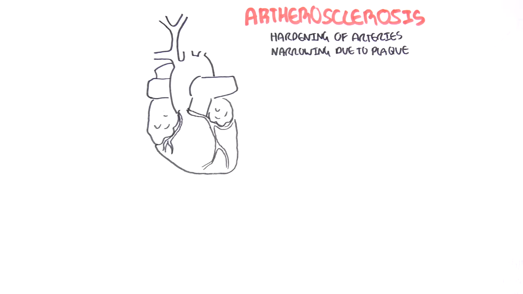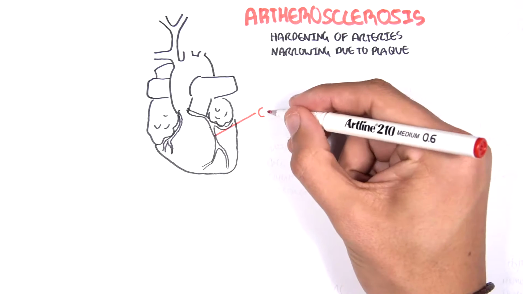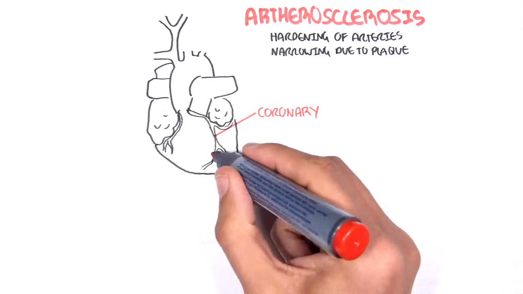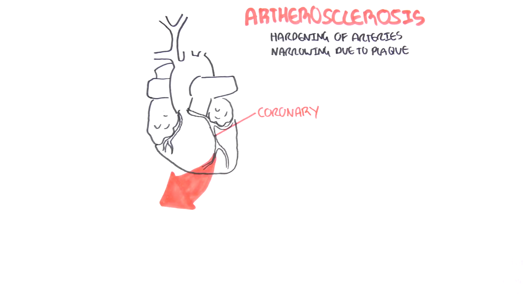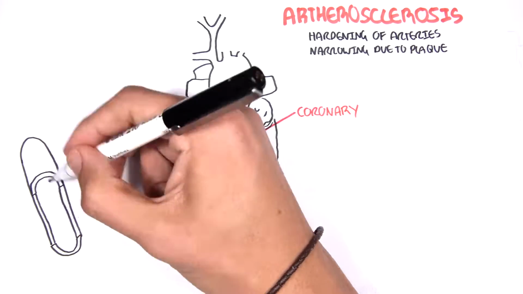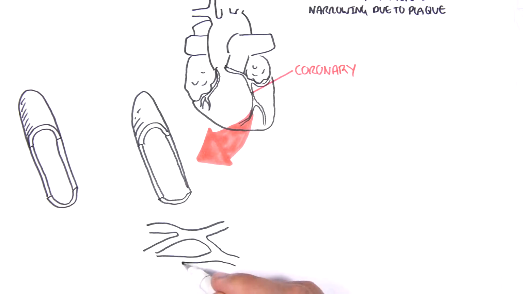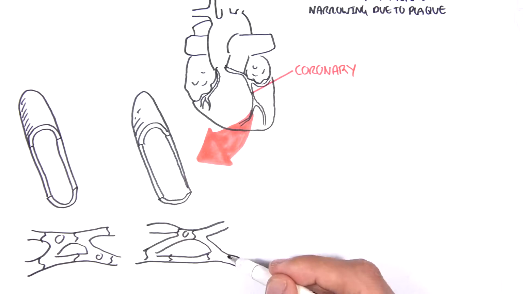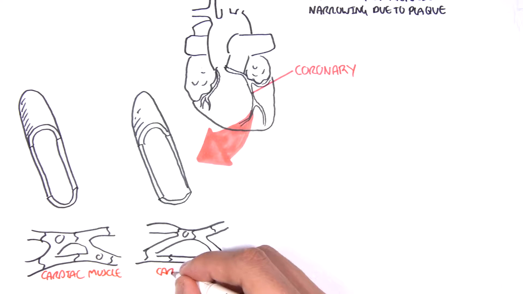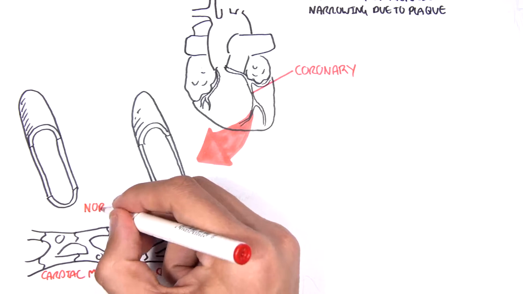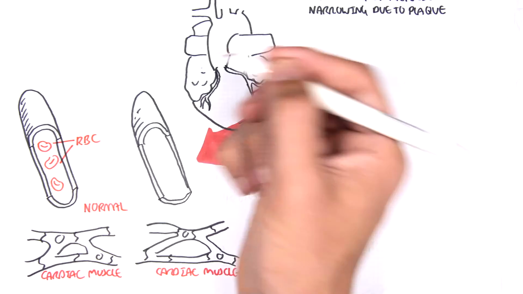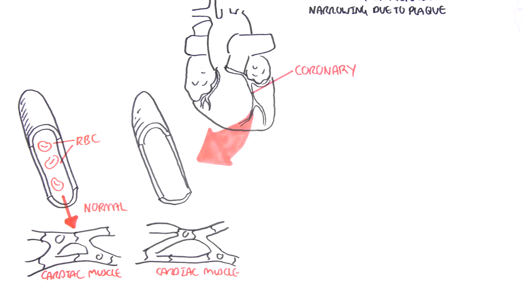So if here I'm drawing the heart, we have blood vessels called the coronary arteries that supply the heart with oxygen. So let's take a look at two different scenarios. Here are vessels and here are cardiac muscle cells. Normally, the blood vessels are carrying blood full of oxygen to the cardiac muscle cells, thus allowing the cardiac muscle cells to function normally, which means the heart will function normally.